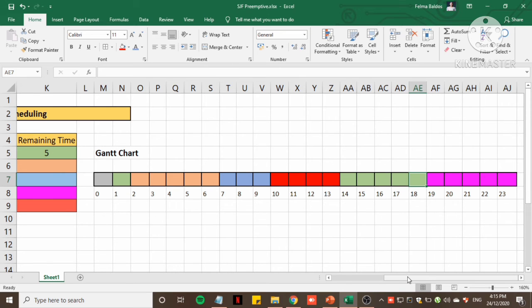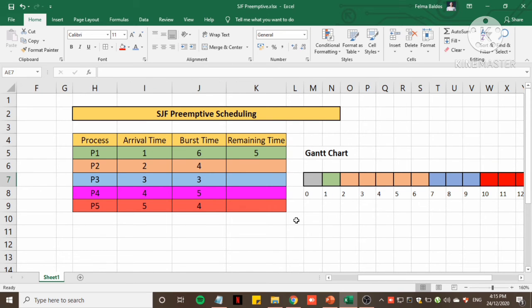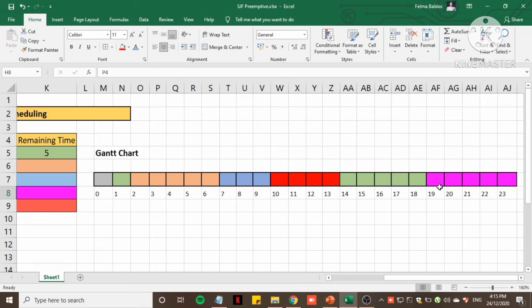And then at time 19, P4 is the only remaining process that hasn't finished executing yet. So it will execute and finish all the processes. So this is what this table will look like if it is turned into a Gantt chart.